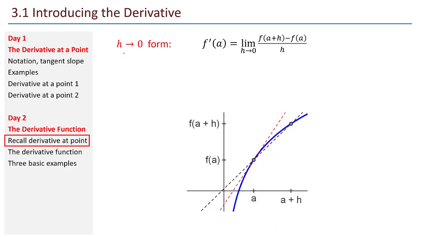Recall, we had a way of computing the derivative at a point. I called it the h approaches 0 form. And f prime of a equals the limit as h goes to 0 of f of a plus h minus f of a all over h. You can see the diagram down below that shows where this idea came from. We look at the slope of a secant line, and then as h approaches 0, that secant line turns into a tangent line, and we end up with the slope of the tangent line.